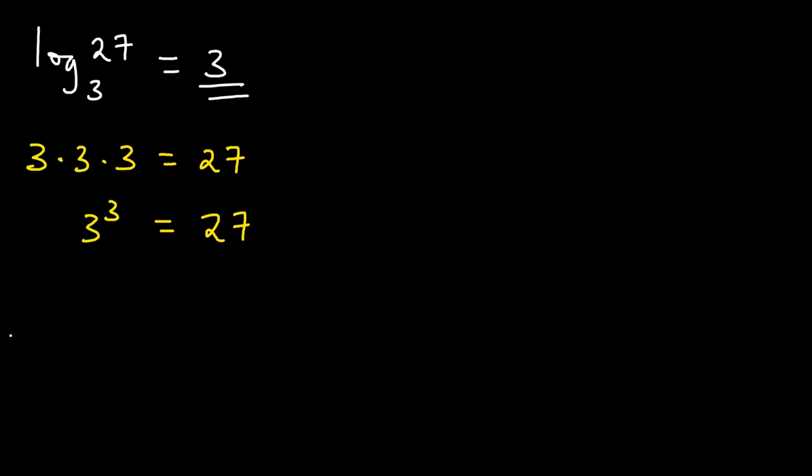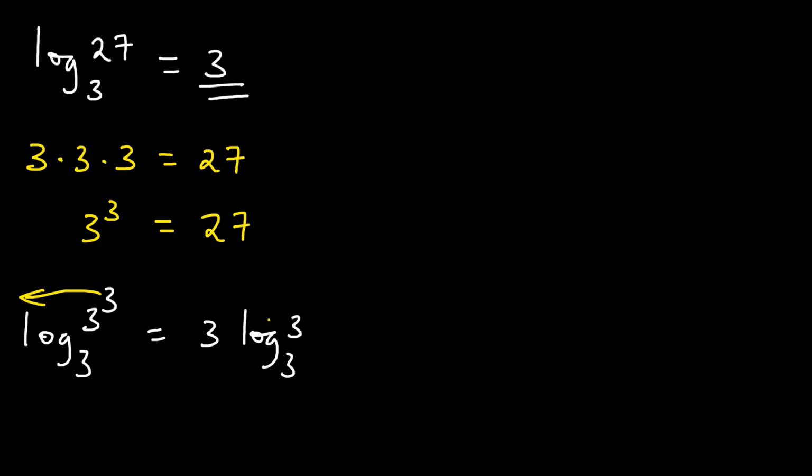And if you want to show your working, you will have log base 3. Now instead of 27, we shall write 3 to the power of 3. And now we can take this to the front. And so we shall have 3 times log base 3 of 3. And we know that this will be equal to 1. So this will be equal to 3 times 1, which is 3. So you get the same answer.